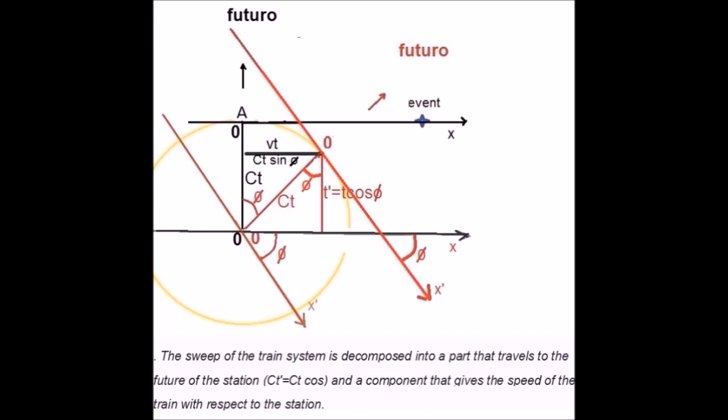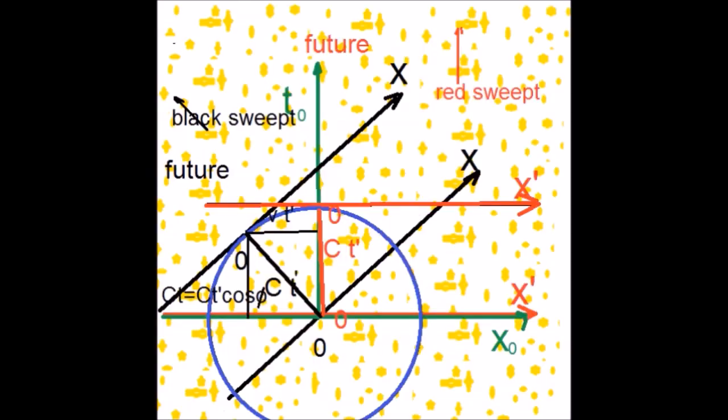Moving clocks run more slowly than stationary clocks. But this is seen from the fixed system. But if one takes the universe block as the train sees it, then from the train the clock that runs the slowest is that of the station. Because from this point of view it will be the station that runs towards the future of the train with only one component.